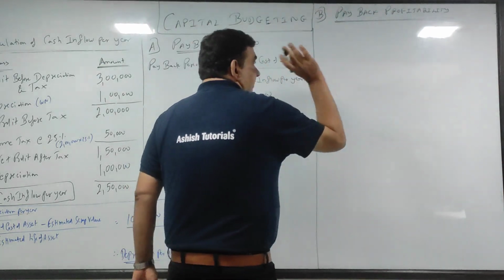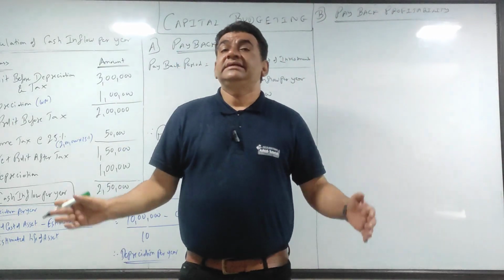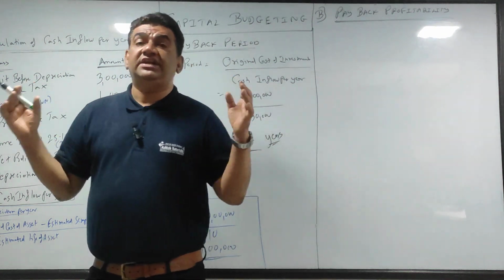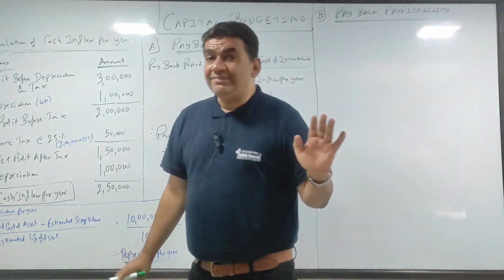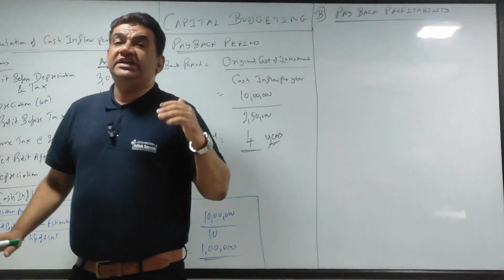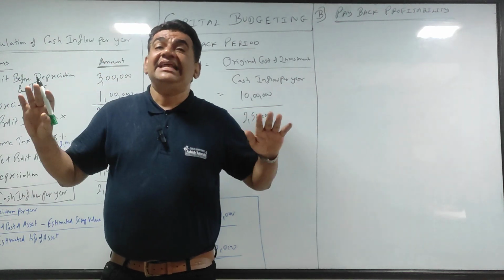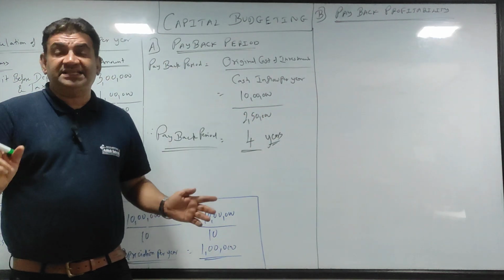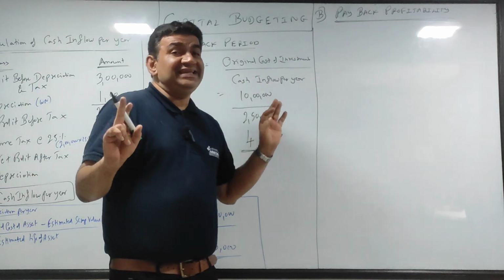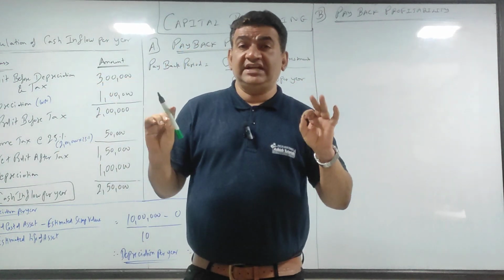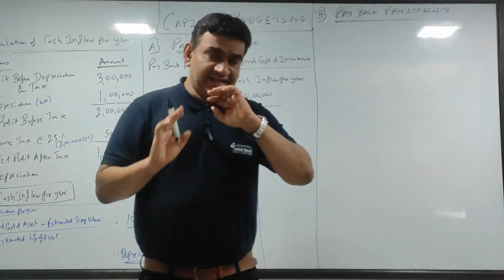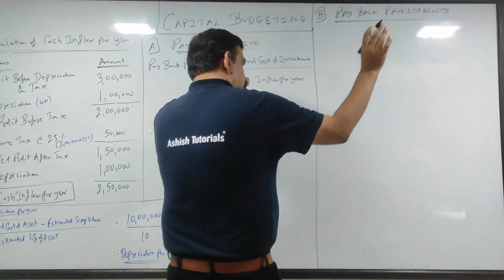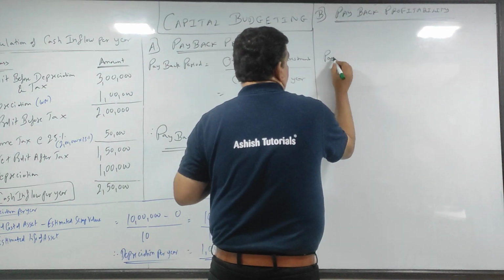What is payback profitability? Payback profitability means the cash you have generated over a period of 10 years, the entire life of the asset, which in this case is 10 years. So payback profitability means net cash generated. When I say net, it means after deducting the money you have paid. How to calculate? Let's see the formula.